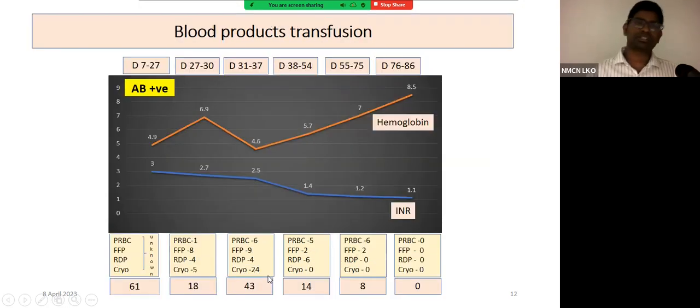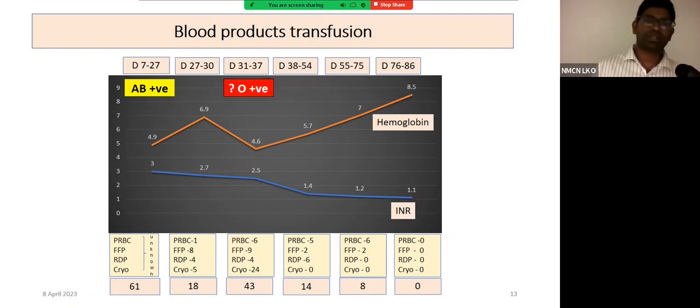And one more interesting thing is during the initial presentation in the private hospital, before blood transfusion, her blood group was AB positive. And within this 1 month, the patient received almost 80 transfusions. And later, when the patient presented to the CCM ICU, there was an issue with the cross matching.